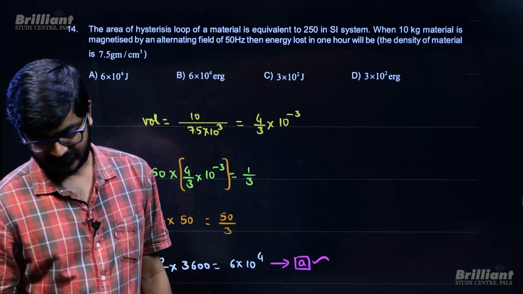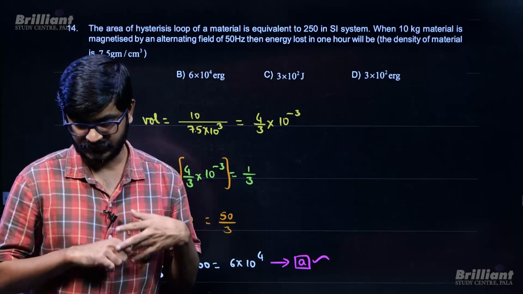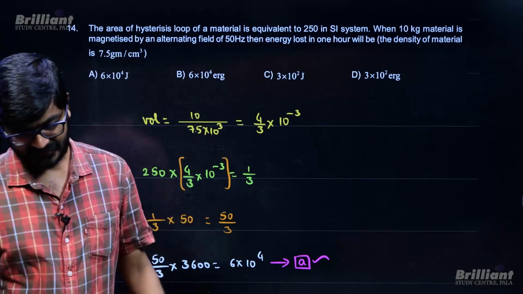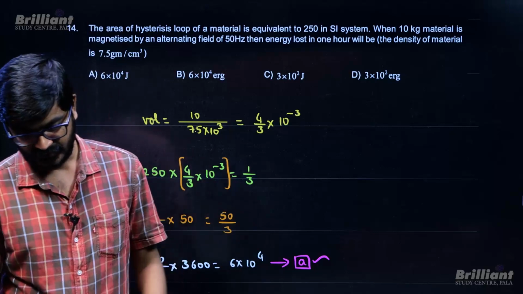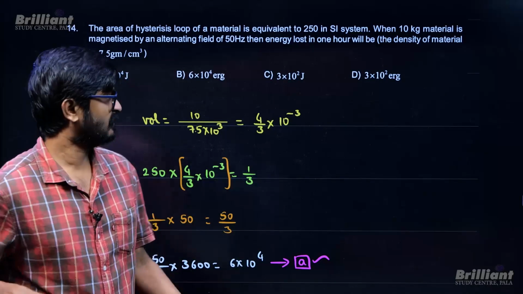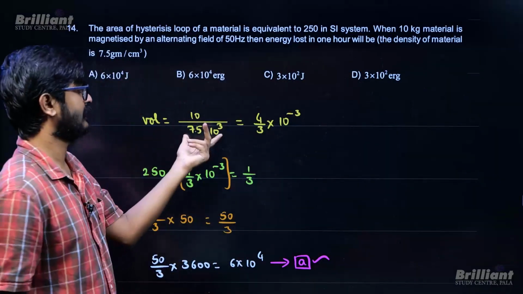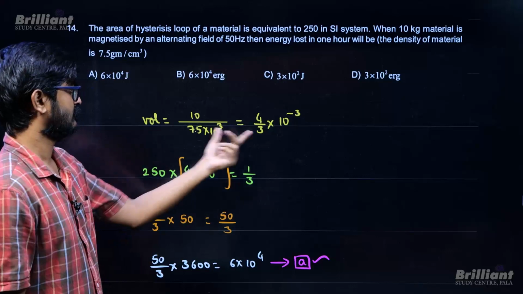The area of the hysteresis loop of a material is equivalent to 250 units in the SI system. When 10 kg of material is magnetized by an alternating field of 50 Hz, what will be the energy lost in 1 hour? The density of the material is given. So basically, we are finding the volume. Volume is mass by density. Density I am substituting in SI units. Now I got the volume.